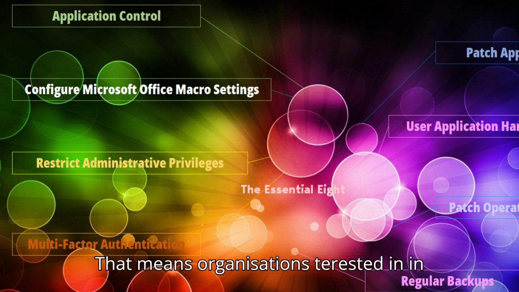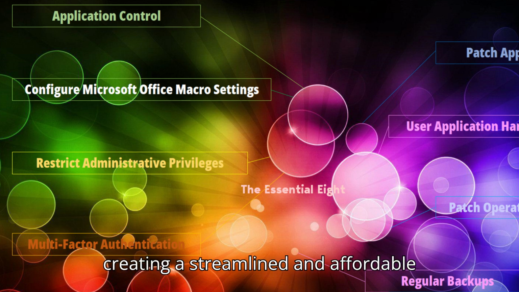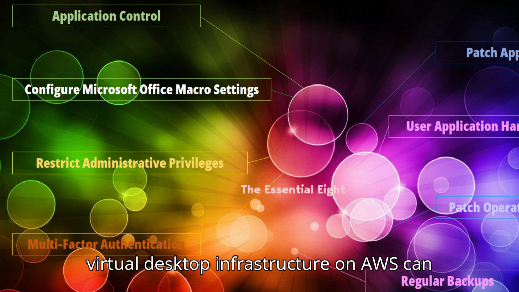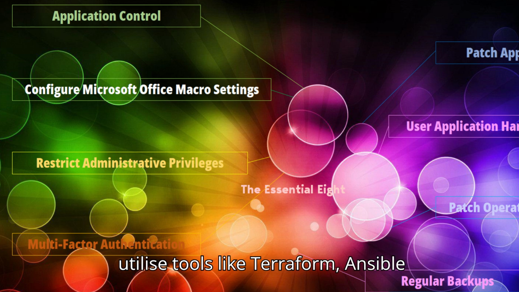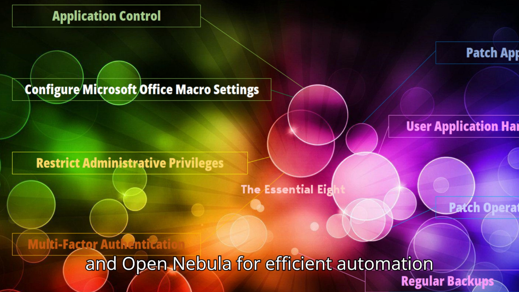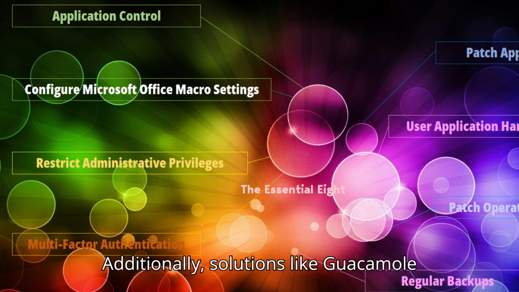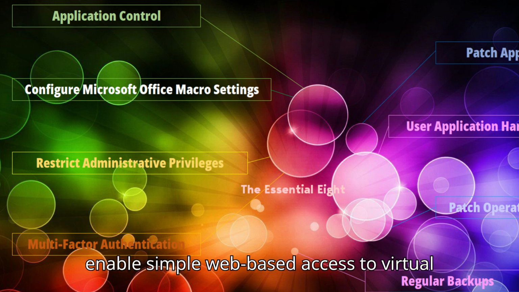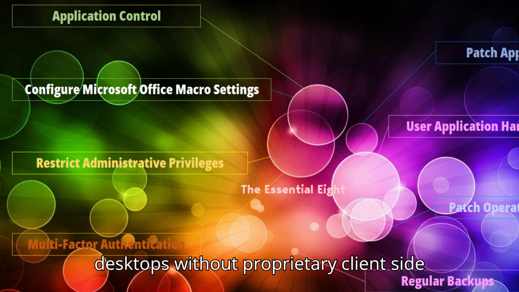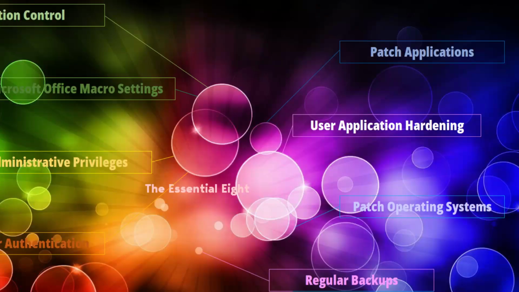That means organizations interested in creating a streamlined and affordable virtual desktop infrastructure on AWS can utilize tools like Terraform, Ansible, and OpenNebula for efficient automation and management. Additionally, solutions like Guacamole enable simple, web-based access to virtual desktops without proprietary client-side software.